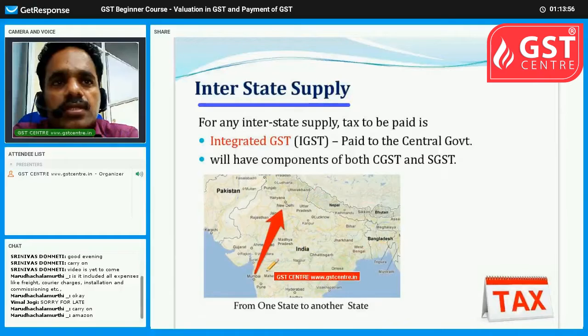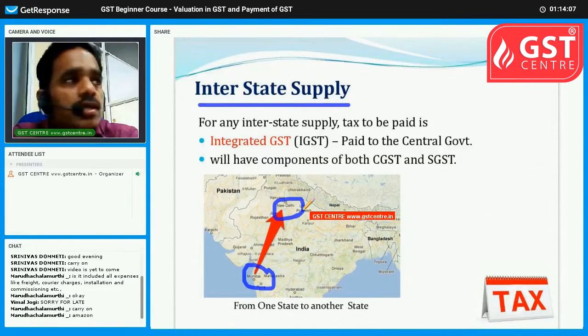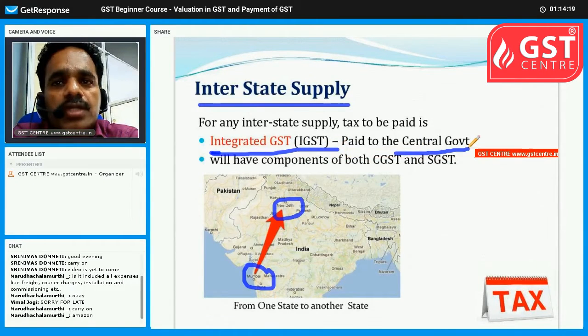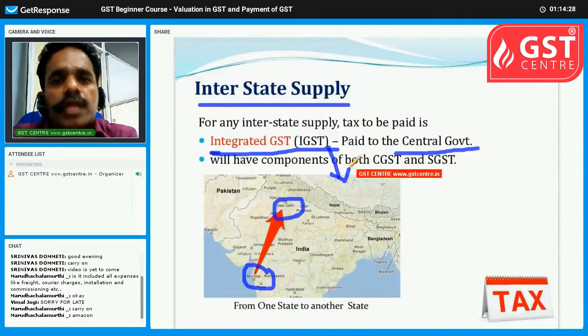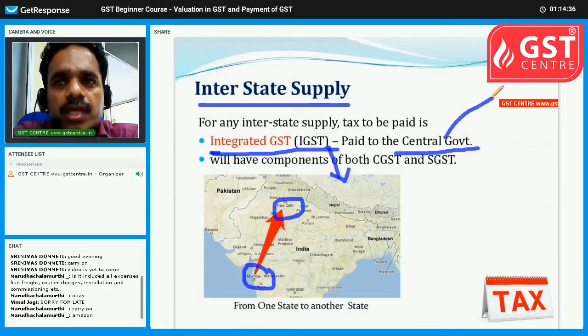And interstate supply, let us look upon interstate. What is interstate supply? Suppose the seller is in Mumbai and the buyer is in New Delhi. In that case it is selling from one state to another state. In that case it is called interstate supply, that is IGST is payable and that should be paid to the central government. And actually there is a share from IGST that is payable to the state government, and out of this collected IGST, the central government has to pay an amount to the state government also.